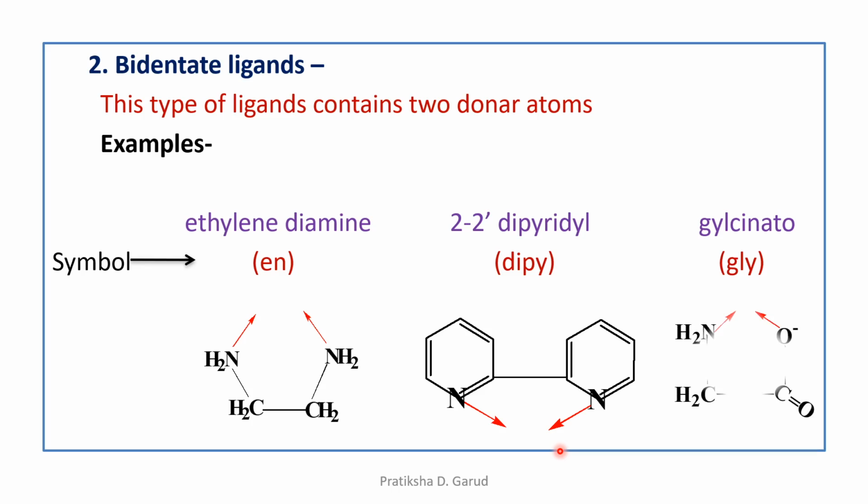Third example, glycinate. In the glycinate, it has the structure NH2, CH2, COO negative. Again, nitrogen and oxygen both have a lone pair of electrons. They are forming the dative or the coordinate bond with the metal. That's why we can say that it is an example of a bidentate ligand, because it has two donor atoms.